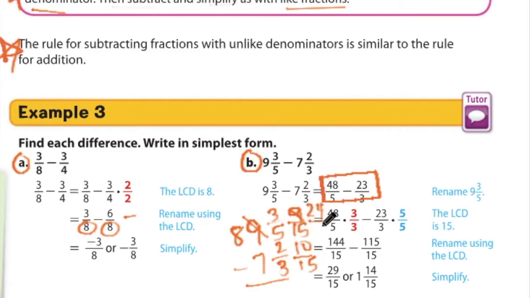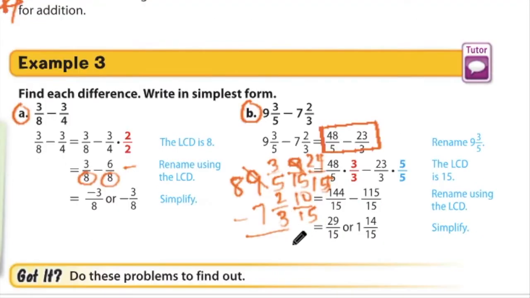So 24/15 take away 10/15 is 14/15, and then 8 take away 7 is 1. We get the same answer as if we change them both to improper. It's just a matter of preference on how you want to do those problems.